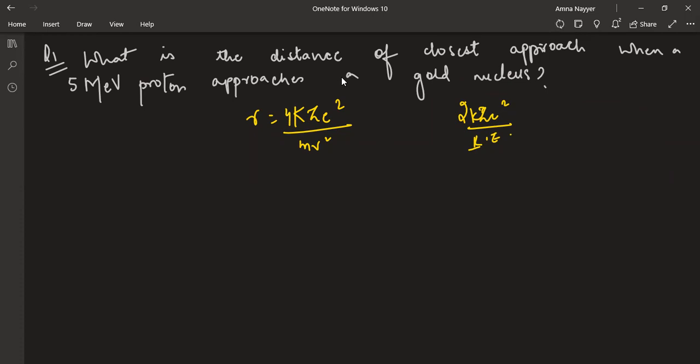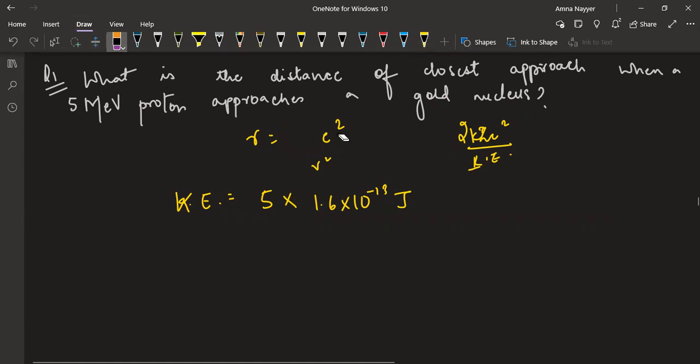Now let us substitute all the values. Kinetic energy is given to you, 5 mega electron volt. You can multiply this by 1.6 into 10 to the power minus 13, and this will become joules. Basically I have converted electron volt, you know how to convert it. So 5 into 1.6 into 10 to the power minus 13 is the kinetic energy. It's better if you use this formula only. It will become confusing otherwise.